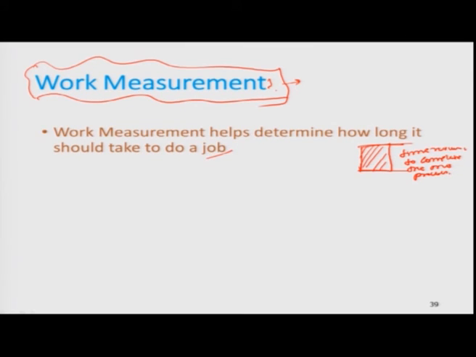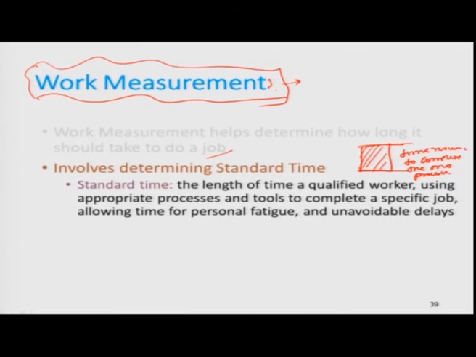Okay. So, work measurement involves determining standard time. Standard time for each job or process is the length of time a qualified worker, using an appropriate process and tools, takes to complete a specific job, allowing time for personal fatigue and unavoidable delay. Okay. So, you will have to take into consideration personal fatigue, unavoidable delay and idle time in the calculation of standard time.